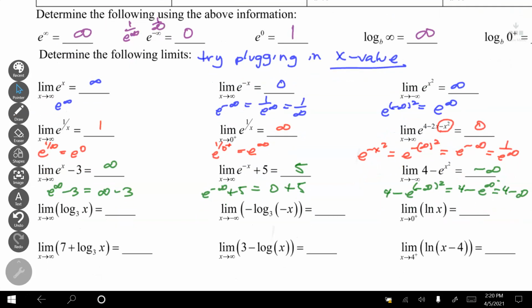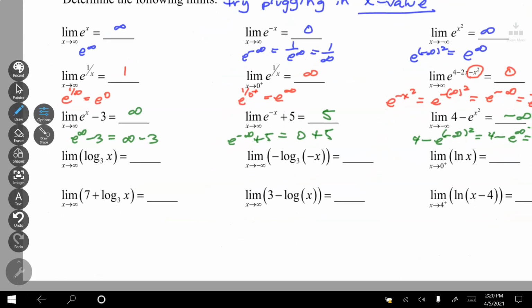I'm going to move this up a little bit. Use pink. Plug in infinity. The base doesn't matter. Log of infinity is infinity. Again, the base doesn't matter. So this is negative log of infinity, which is negative infinity. And this is the natural log of 0 from the right side. And on the right side of 0, the graph goes down to negative infinity.